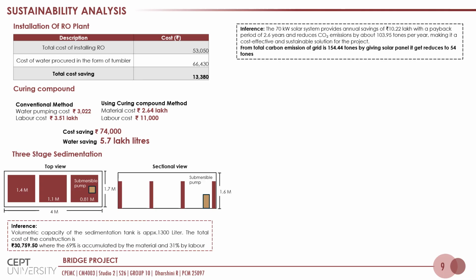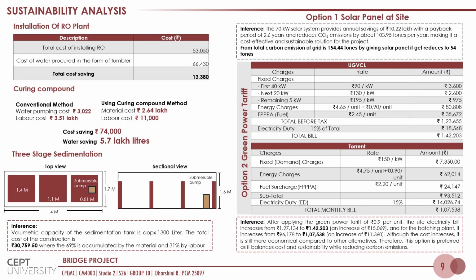This section focuses on sustainability measures incorporated into the project. Water conservation measures were studied with respect to the targets from SDGs. The proposals are as follows. Using curing compounds instead of conventional curing resulted in water savings of approximately 5.7 lakh liters and cost savings of around 74,000 rupees. Additionally, sedimentation tanks and RO systems were proposed to reduce water wastage and improve resource efficiency.